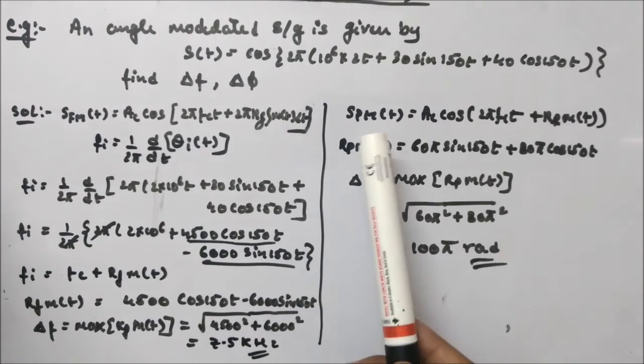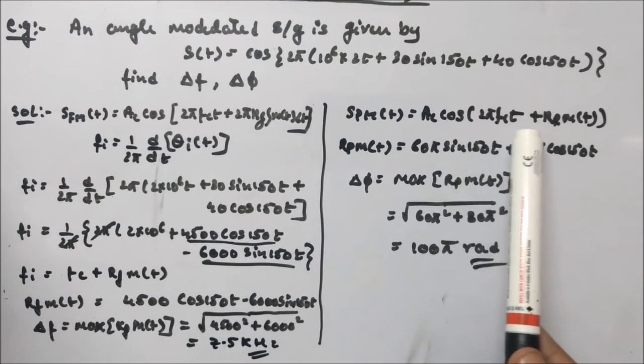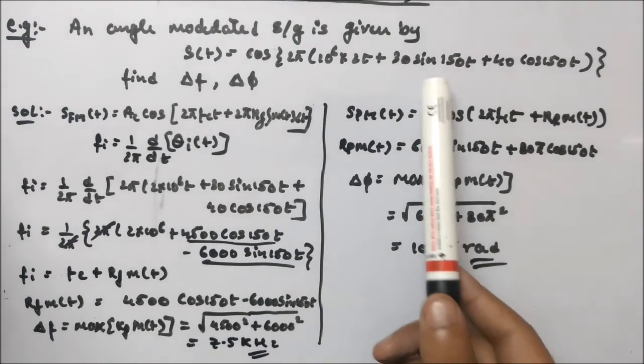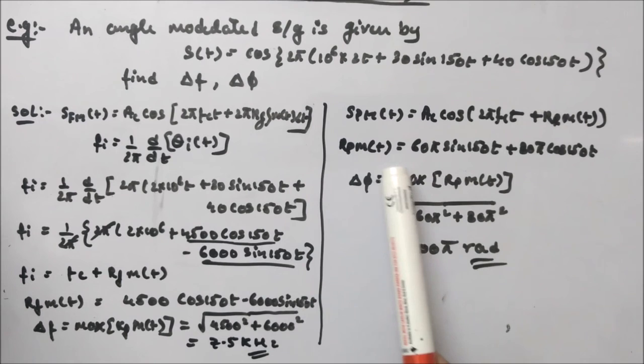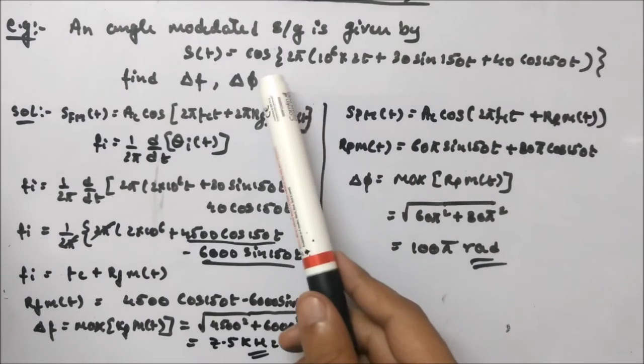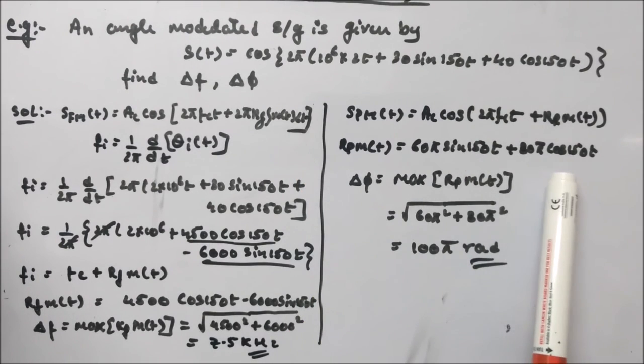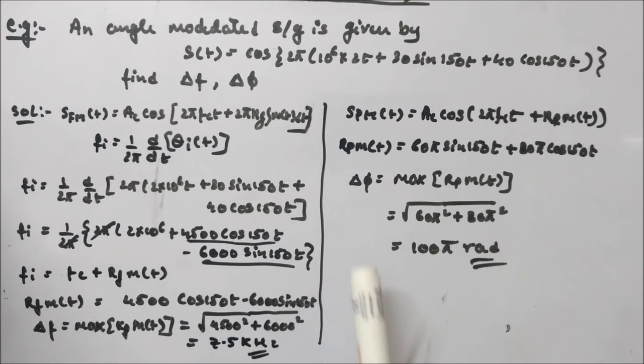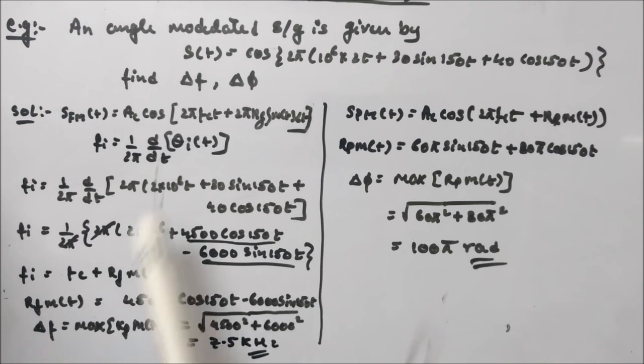Next, if you compare the same signal with the PM signal A_c cos(2πf_c t + K_p m(t)), you compare this part, into 2π, as your K_p m(t). So K_p m(t) is equal to 60π sin 150t and 80π cos 150t. So del phi is the maximum of this term, that is the square root of (60π) squared plus (80π) squared, which comes out to be 100π, since it is an a sin theta plus b cos theta term. So this is your answer. Maximum phase deviation is 100π radians and maximum frequency deviation del f comes out to be 7.5 kilohertz.